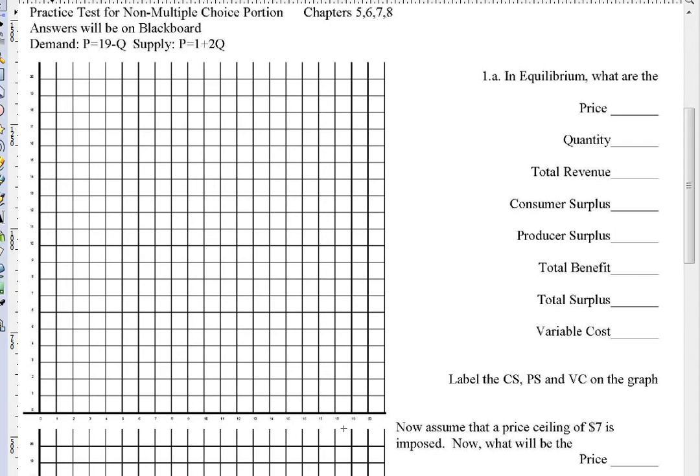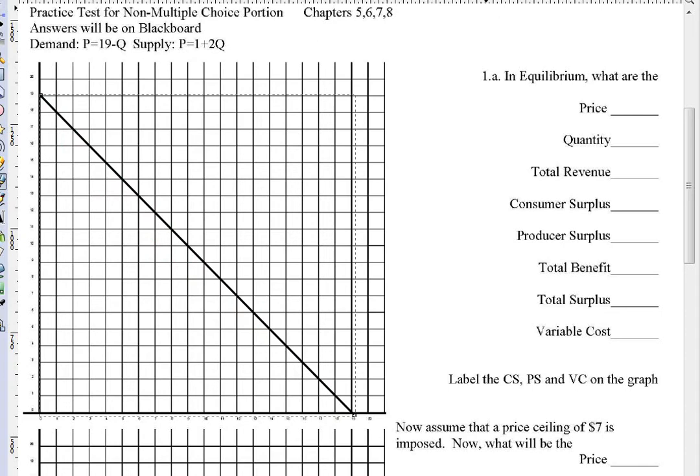So we have a demand curve, P equals 19 minus Q, and a supply curve, P equals 1 plus 2Q. So let me draw the y-intercept for the demand curve here is 19. And it's got a slope of down 1 over 1, down 1 over 1. So that's the same as down 1 over 19.